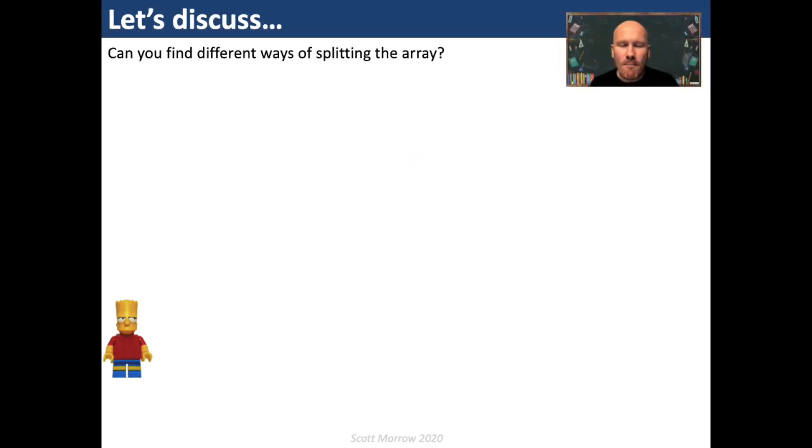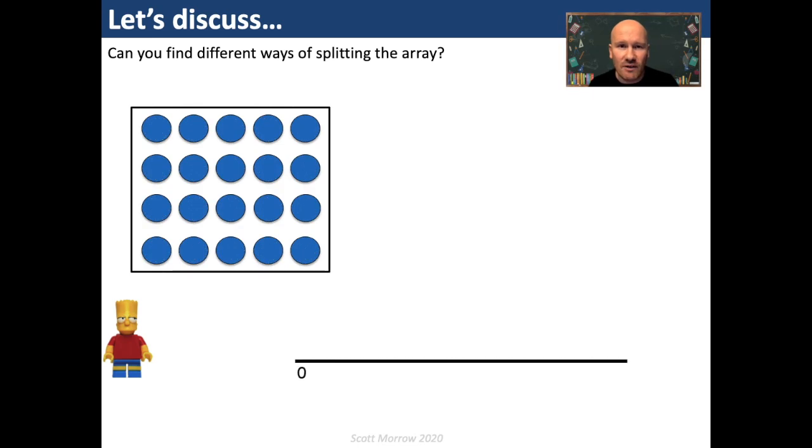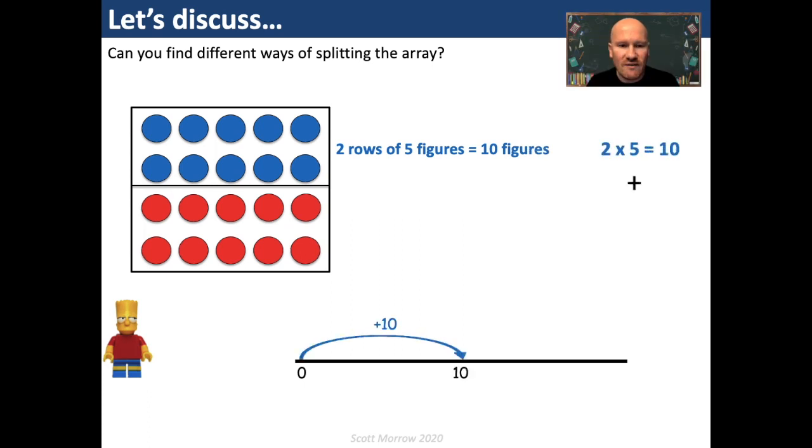Let's discuss how Bart might have split those figures up. Now there are lots of different ways to do this. I'm going to show you just some of the ways he might have done that. To begin with, he might have split that array like you can see here. He's changed those blue figures into red figures, so he's got 2 rows of blue figures, which gives him 2 times 5, which gives us 10, and 2 rows of red figures. Once again, we've got 2 times 5, which gives us 10, so we're adding another 10 to get to our 20.